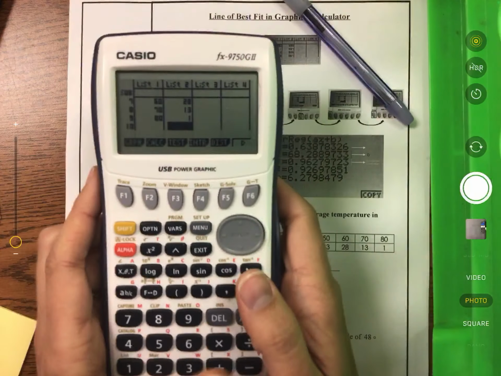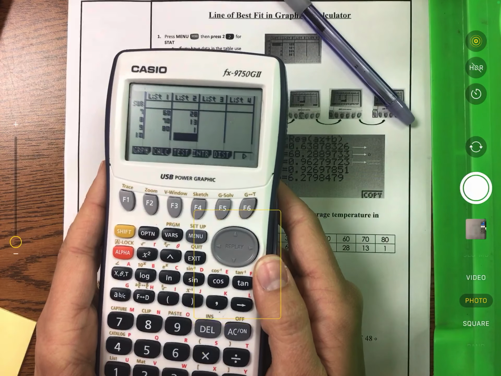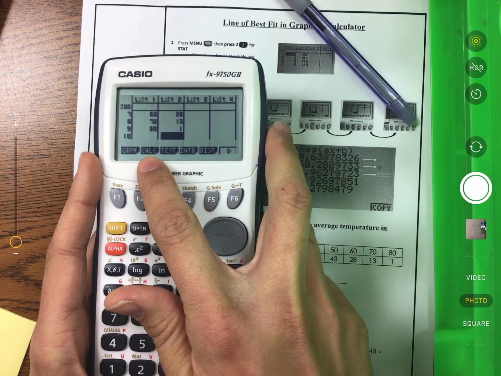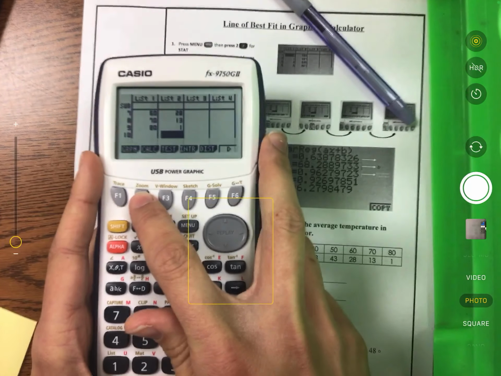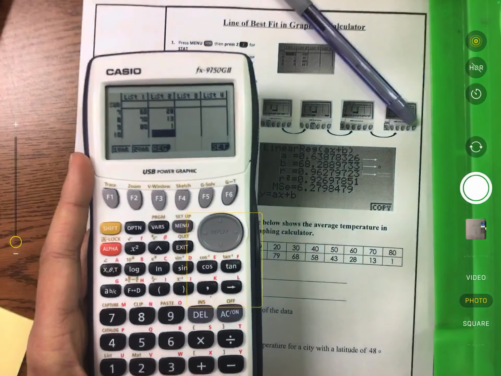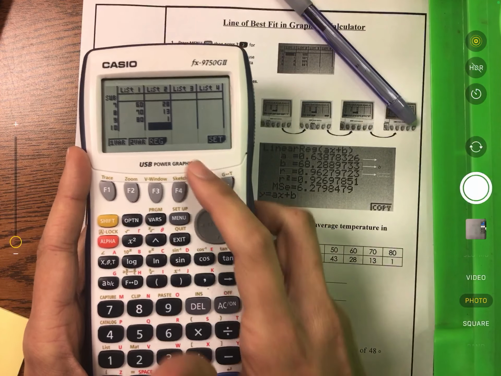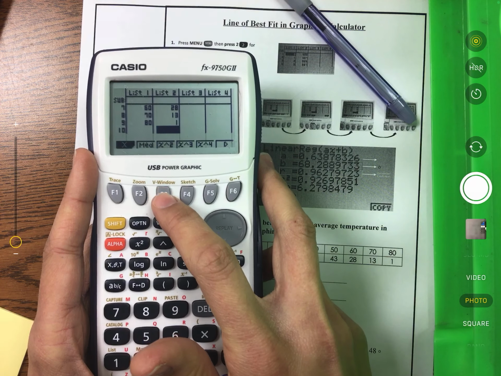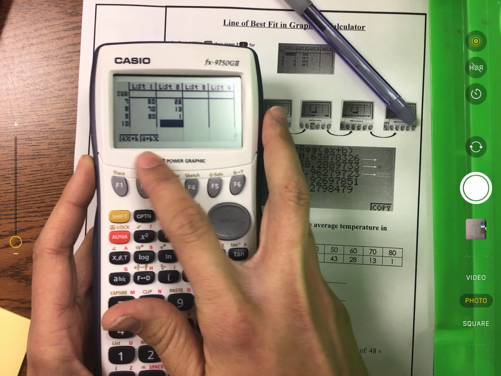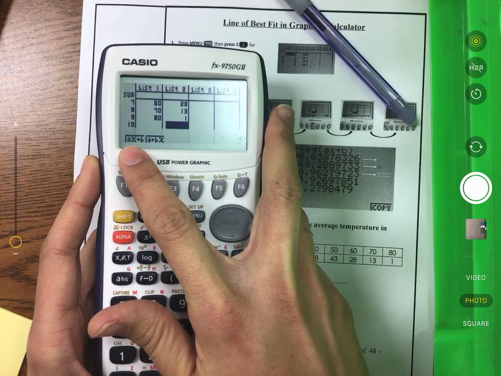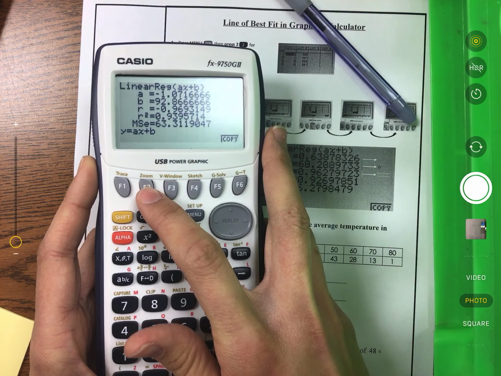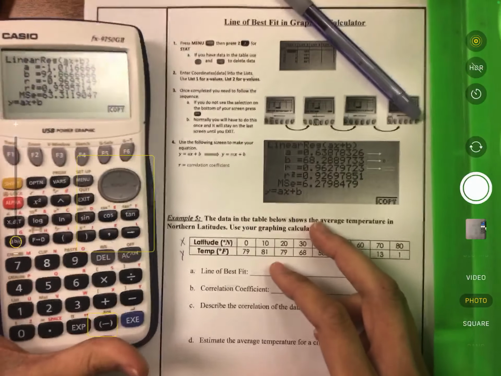Okay, now onto these buttons. We're going to calculate the line of best fit. So right here it says calc. So I'm going to click calculate, F2. The regression, F3. In terms of x, F1. We want ax plus b because it's going to give us mx plus b. And there you go. So this is our line of best fit.